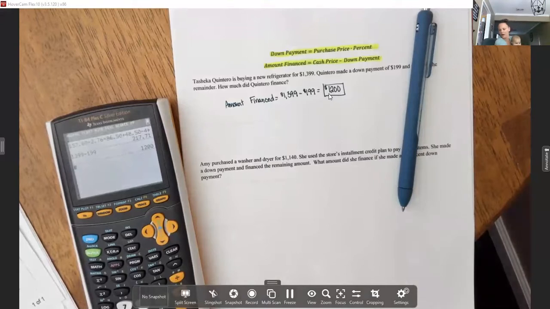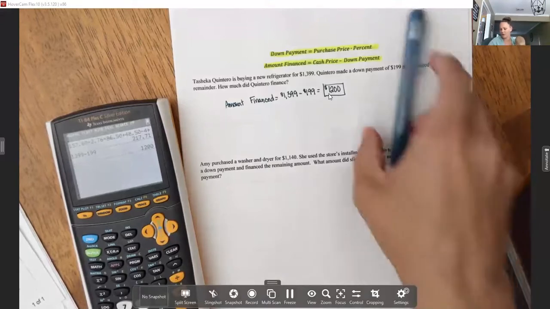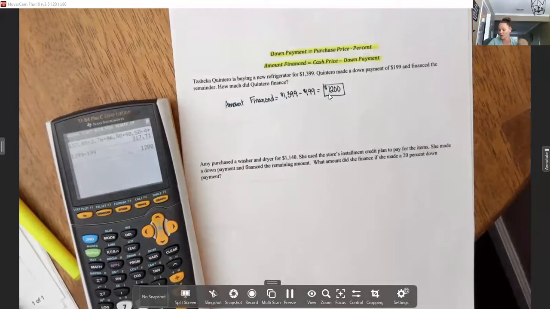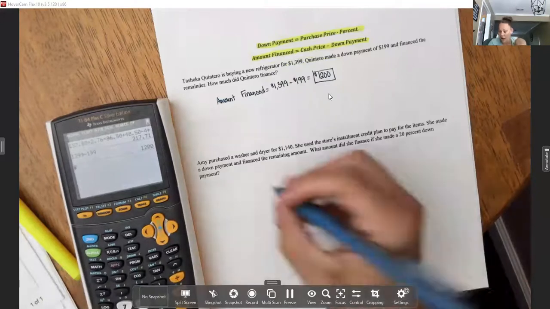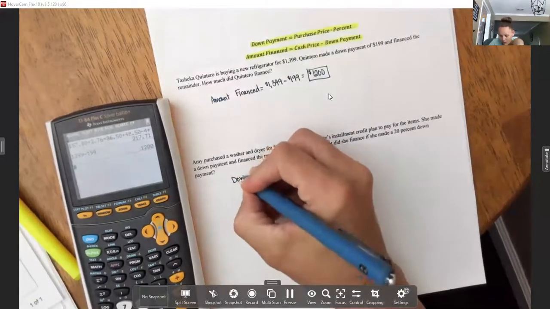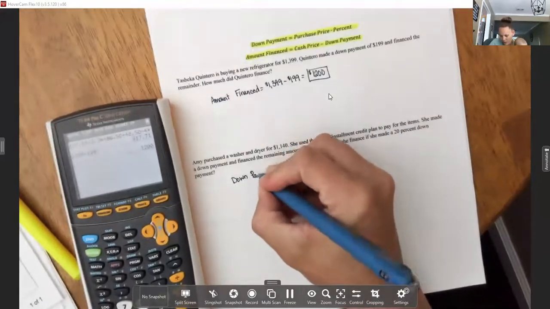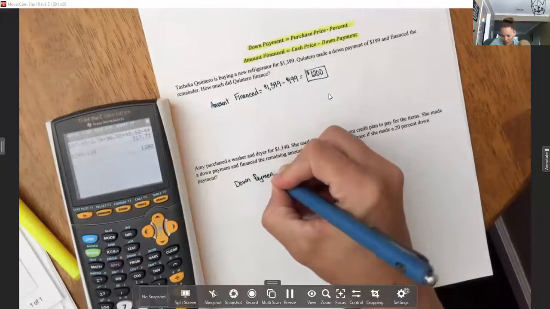And then down here, Amy purchased a washer and dryer for $1,140. She used the store's installment credit plan to pay for the items. She made a down payment and financed the remaining. How much did she finance if she made a 20% down payment? So we need to figure out how much her down payment was first. We know it's 20%, but how much money is that?